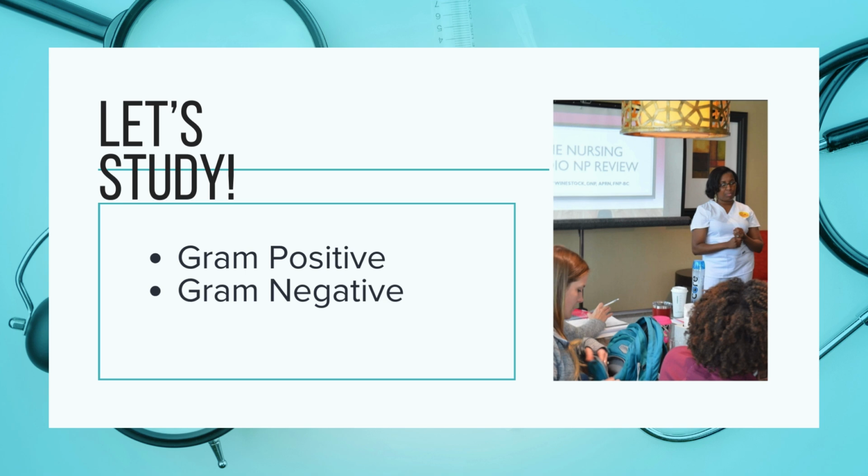Honestly, I'm big on breaking things down, and gram simply is referring to the staining process. It came from the developer's last name. His last name was Gram, so that's where that comes from. Based on how the color looks when stained, it shows the response, and that's how they categorize positive versus negative. The positive ones have that thick cell wall, whereas gram negative have a thin cell wall.